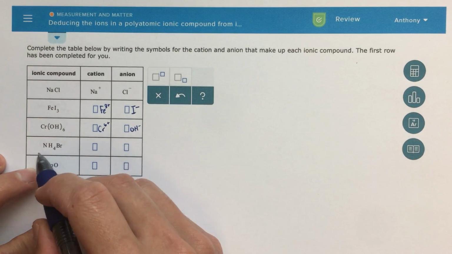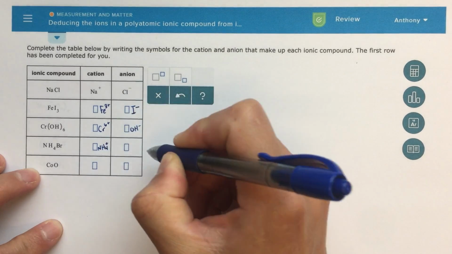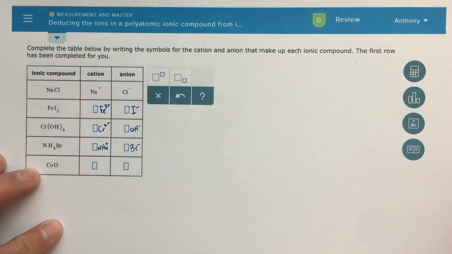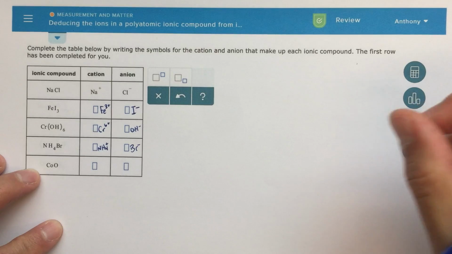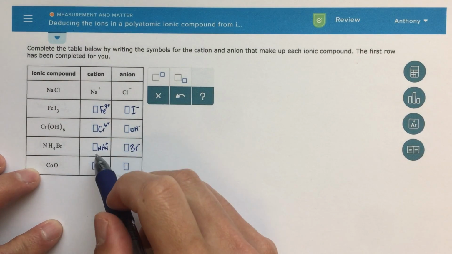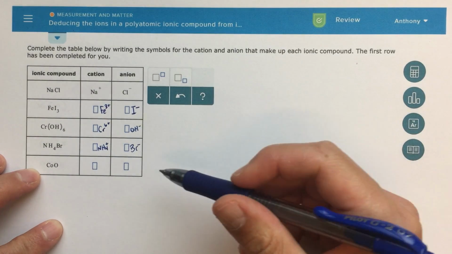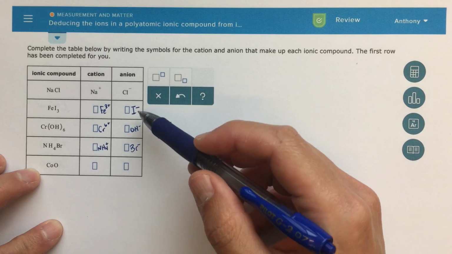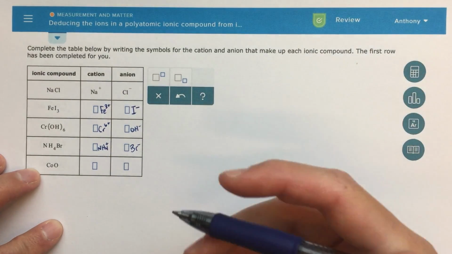The next one, NH4, I recognize NH4 again as a polyatomic ion. So you really need to be able to recognize the common polyatomic ions to do these problems, because you need to know what their charges are and you need to be recognizing those pieces of your ionic compound. So NH4, I know that has a +1 charge, Br minus is a -1 charge. For the Br, you could compare to chlorine and iodine, it is again in group 7, so it's going to have a -1 charge.